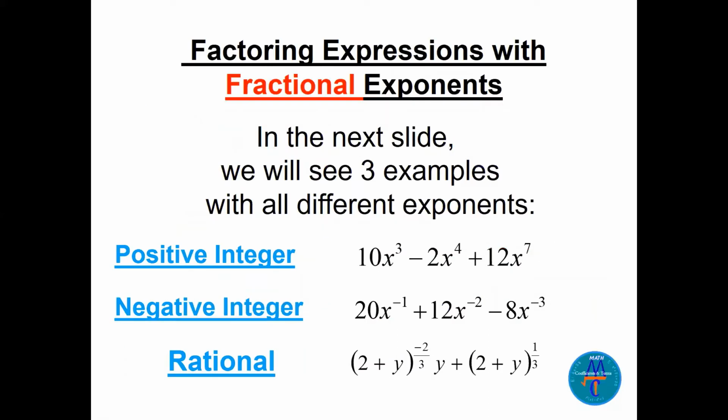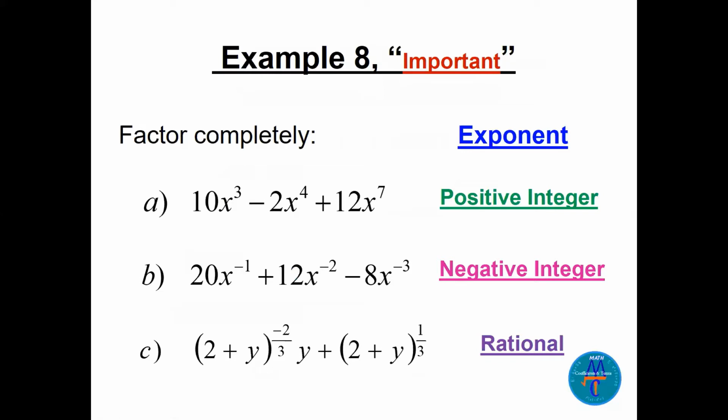Now, here we can have different powers in the factoring. See the first example, factoring expressions with fractional exponent. I will take the first one as a simple, easy example, positive integers. See the powers here are 3, 4, and 7. Here now I still have negatives, minus 1, minus 2, minus 3, and here I have a rational in the power, minus 2 over 3, 1 over 3. We can use the same method. I will start with the easy example to factor.